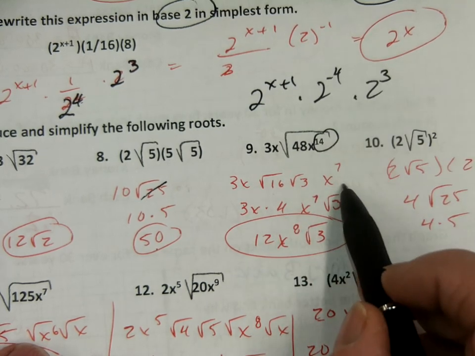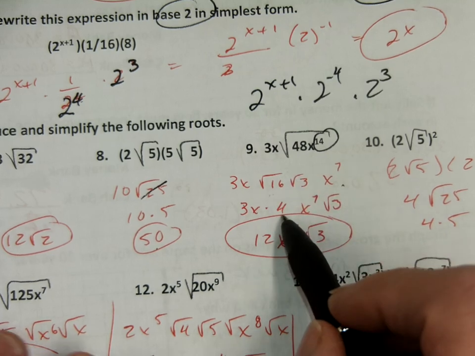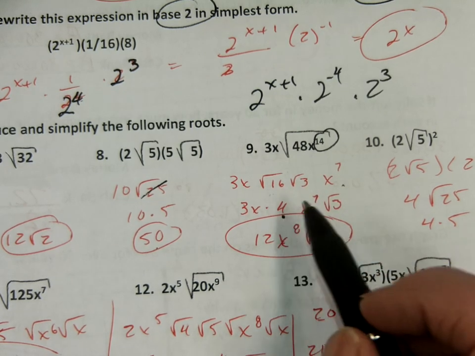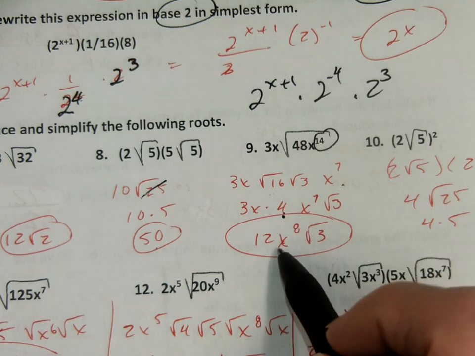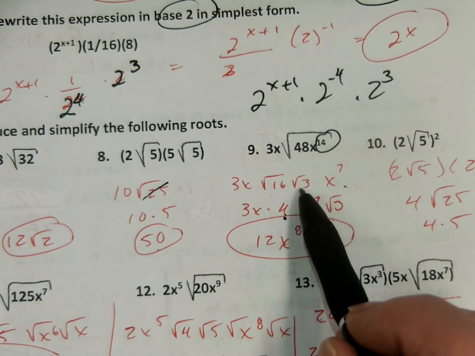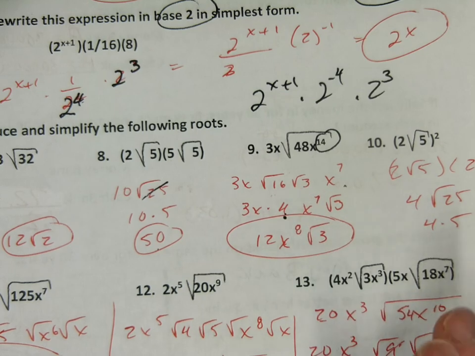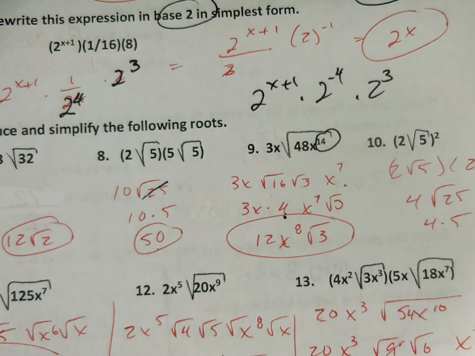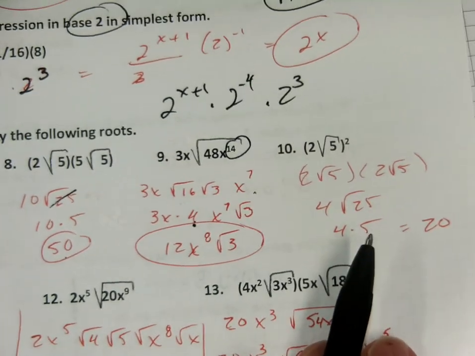So that's just x to the 7th. Square root of 16 is 4. So that comes out. So what's out? Well, 3 times 4 is 12. I got an x to the 7th with an x makes x to the 8th. The square root of 3 has to stay in because I don't want any other answer than that. Okay? Because, you know, it's an ugly number, ugly decimal.